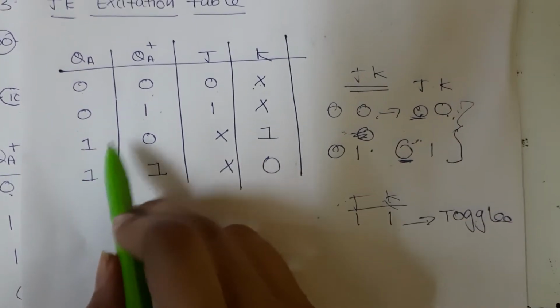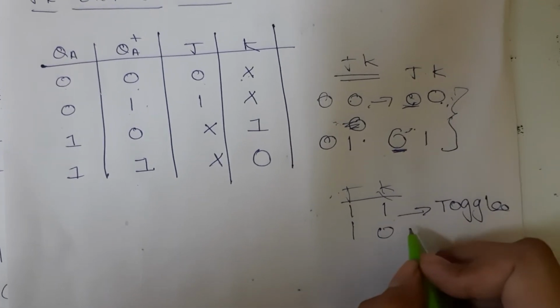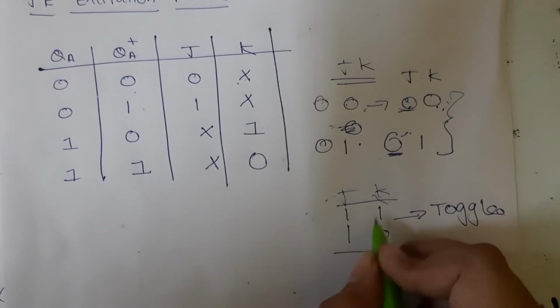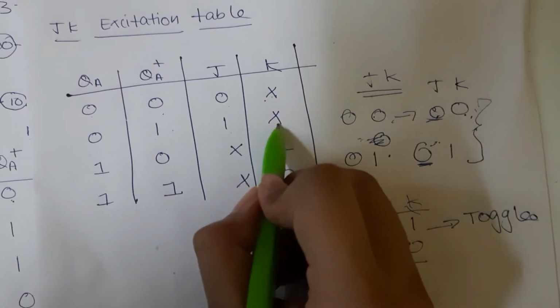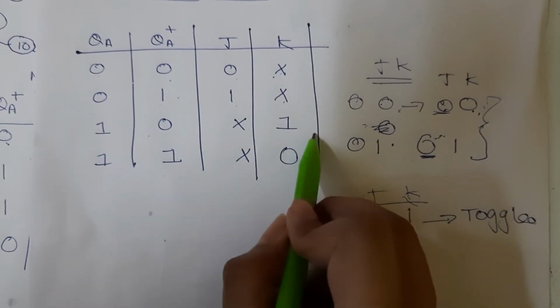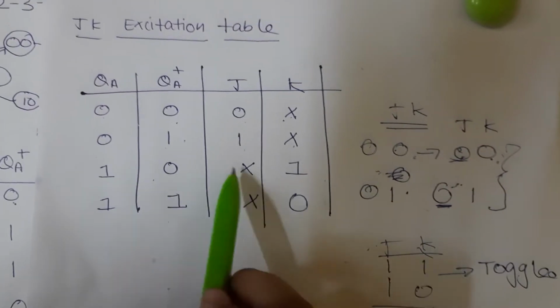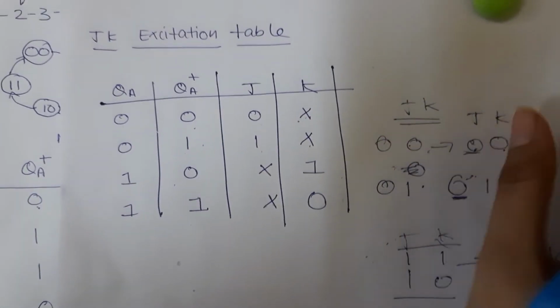And the other possibility is when the values are 1, 0, my output is also 1. So we can see it is 1, don't care. Same way, 1 to 0 will be don't care, 1 and 1 to 1 will be don't care, 0. So if you know this, it will be very easy to fill the truth table.